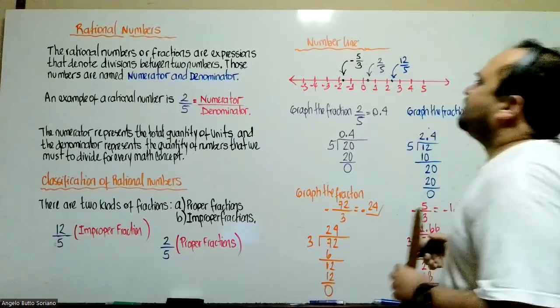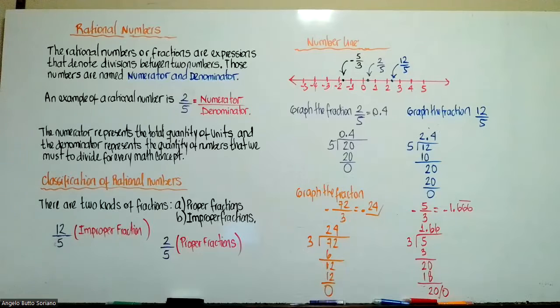Okay, so this is the basic concepts of the rational numbers, the number line, how you can place fractions on the number line, how to identify the kinds of fractions, and how we can classify fractions into proper and improper fractions.